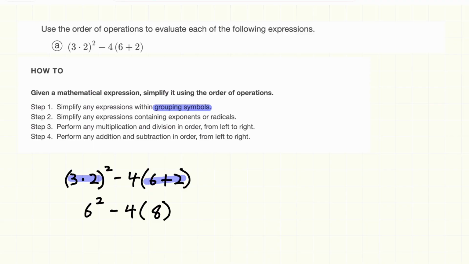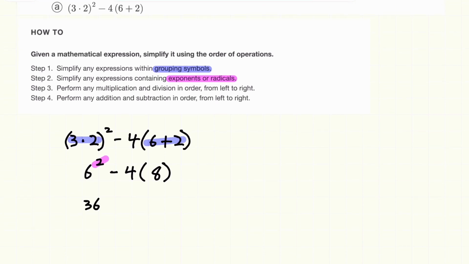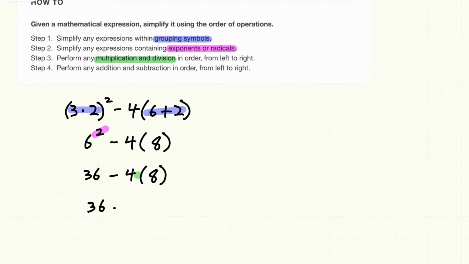But we can now move to the next step, which is to simplify any exponents or radicals, and we do have an exponent. So 6 squared is 36. That's the only exponent. Next, in step 3, we have multiplication and division left to right. Multiplying would give me a minus 4 times 8, 32. Lastly, we're left with addition and subtraction. There's only one operation, subtraction. 36 minus 32 is 4. We've simplified as much as possible.